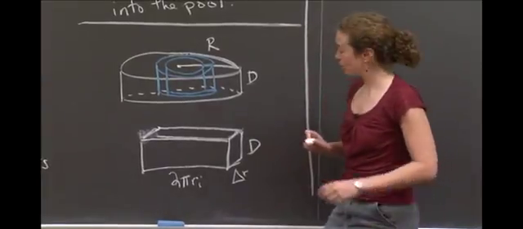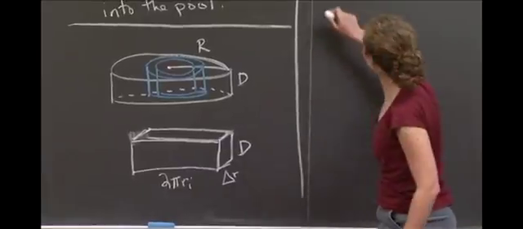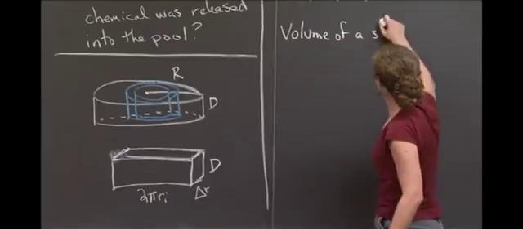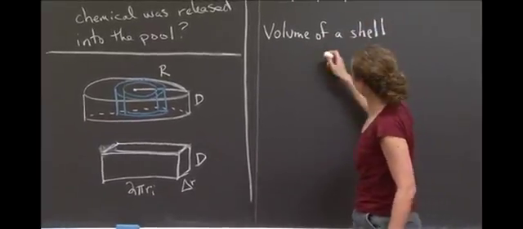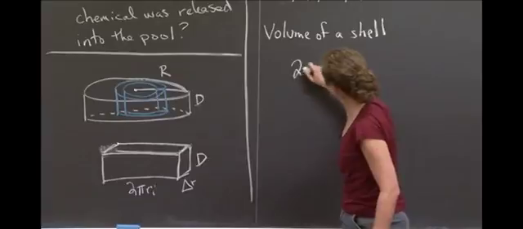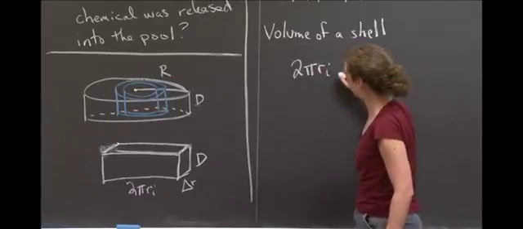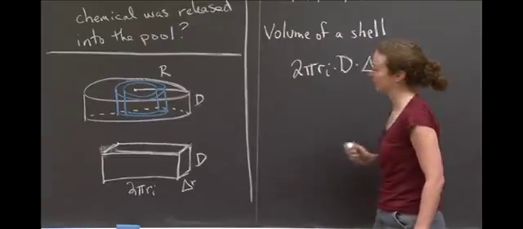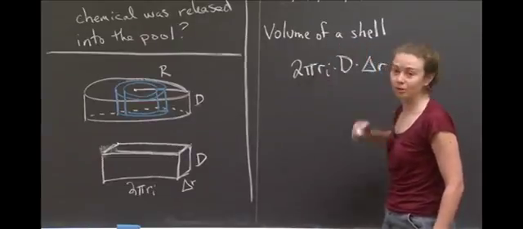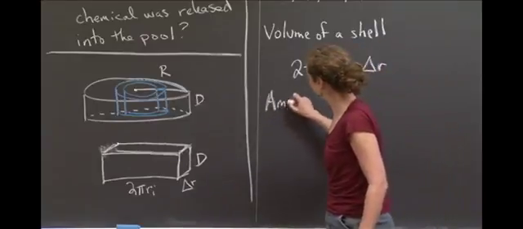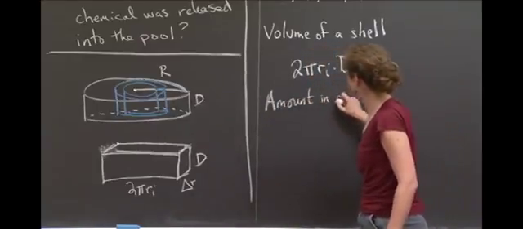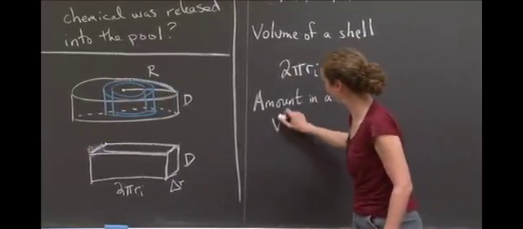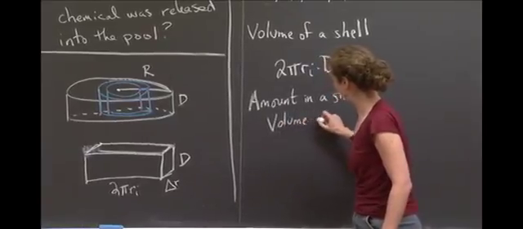Right? So the volume of each shell, come over here. The volume of a shell is something like 2 pi R sub I times D times delta R. And so then the amount of chemical in the shell is going to be the volume times the concentration.